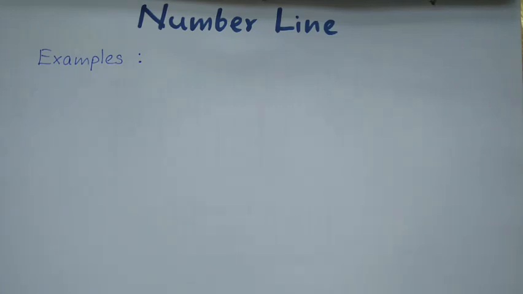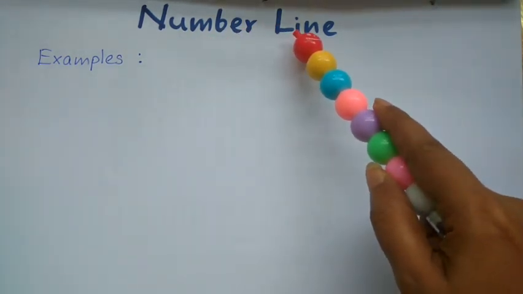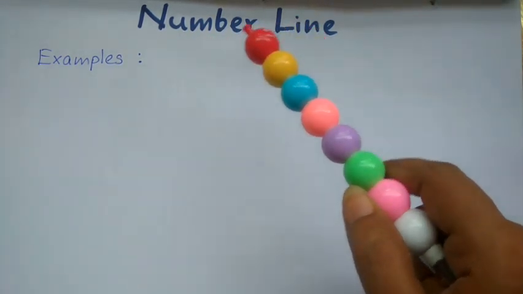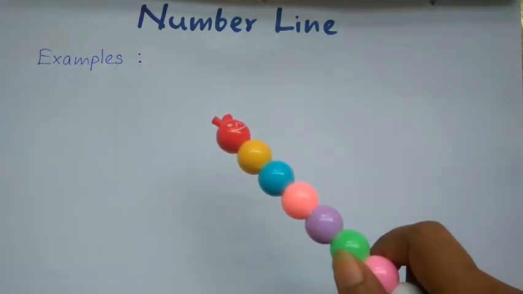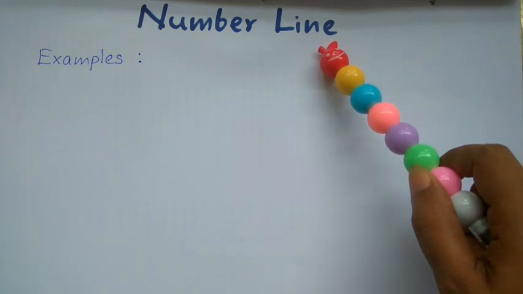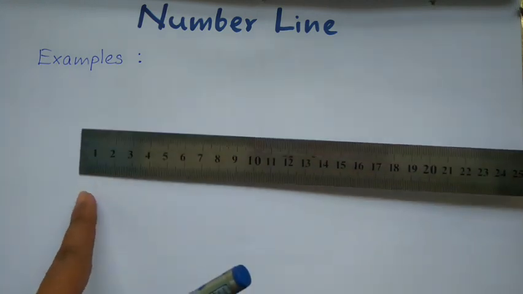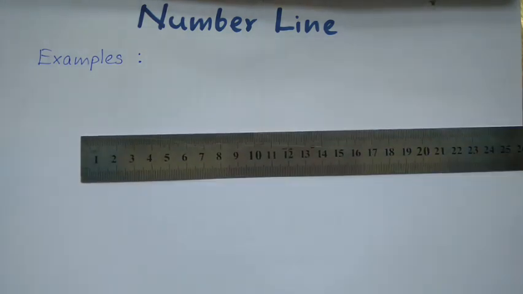Let's discuss the lesson on the number line in the grade 6 mathematics book. On the words "number line," you can see the meaning of it. This means numbers should be on a line. In your environment, you can see some number lines. The best example is the ruler.